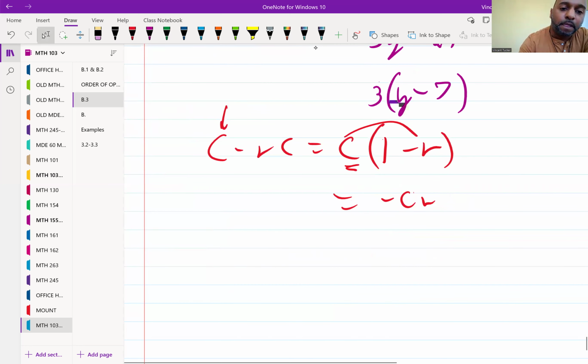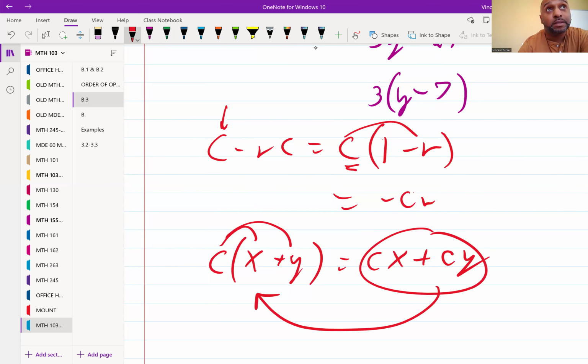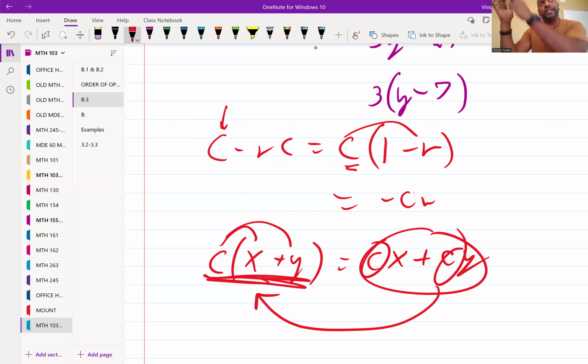If I have C times X plus Y, when I distribute, that's C times X and C times Y. So I have CX plus CY. Factoring is taking this and taking it back to that. It's undoing the distribution. You notice out here is only one C, but when you distribute it out, you have two C's. So it reverses that. That's factoring. We might have to talk again about it, but the foundation of factoring is undoing the multiplication.